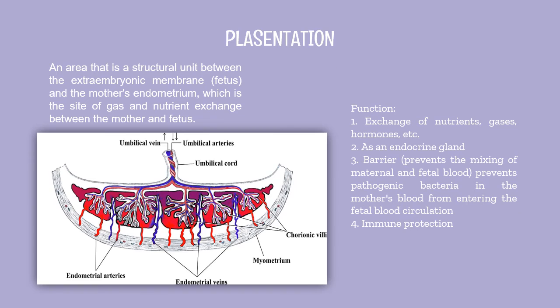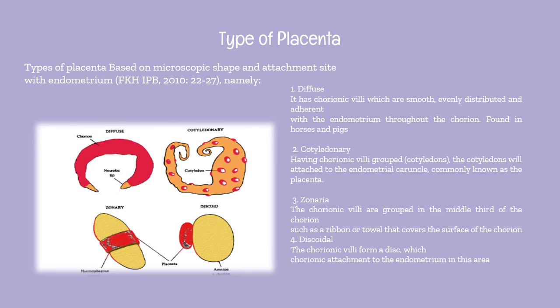Immune protecting. Types of the placenta based on microscopic shape and attachment site with the endometrium, namely: 1. Diffuse. It has chorionic villi which are smooth, evenly distributed, and adherent with the endometrium throughout the chorion, found in horses and pigs. 2. Cotyledonary. Having chorionic villi grouped in cotyledons. The cotyledons will attach to the endometrial caruncle, together commonly known as the placentome.